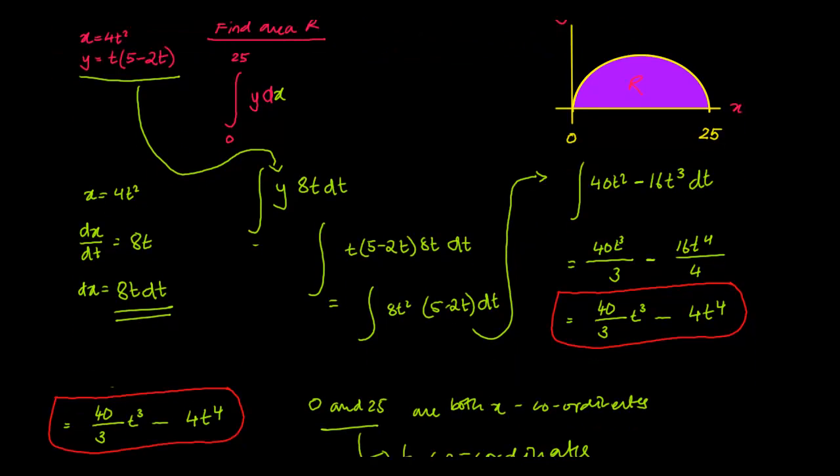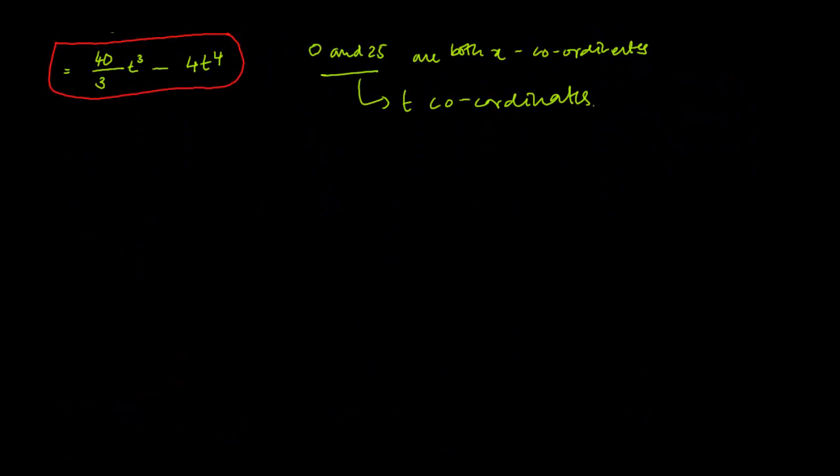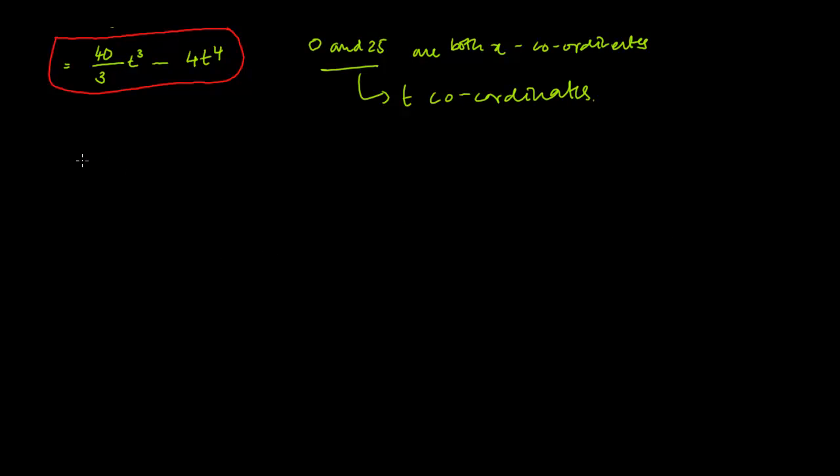So x is equal to 4t squared, you've got to remember that. So 0 is equal to 4t squared, so t is equal to 0. 25 is equal to 4t squared, so 25 over 4 is equal to t squared. t is equal to 5 over 2, which is equal to 2.5.